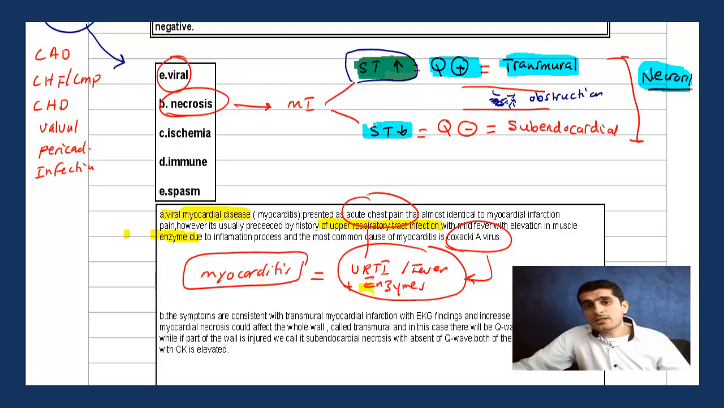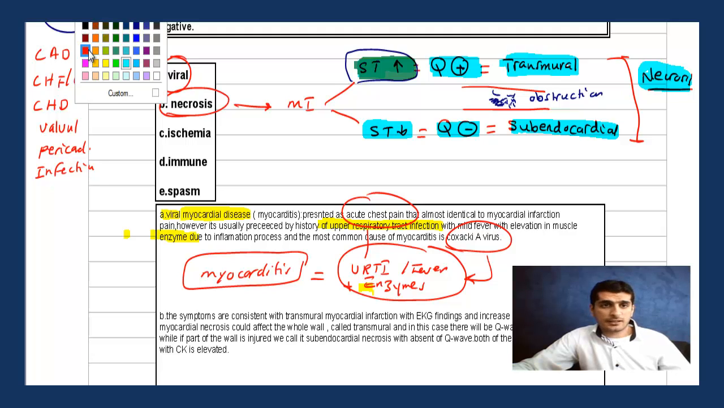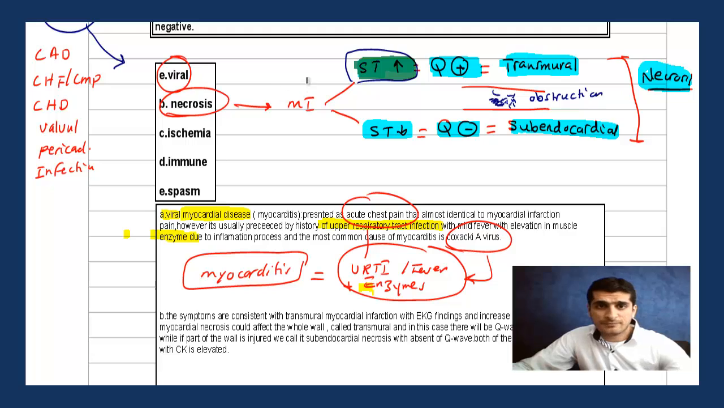Now, whenever you hear ST depression, Q wave absence, this is subendocardial. So again, there is no way to confuse between those two, because it's clearly cut between them, right? So maybe he will not tell you it's necrosis, but he will tell you maybe it's necrosis of part of the wall. That means he indicates subendocardial.